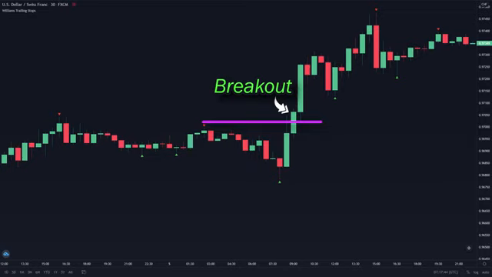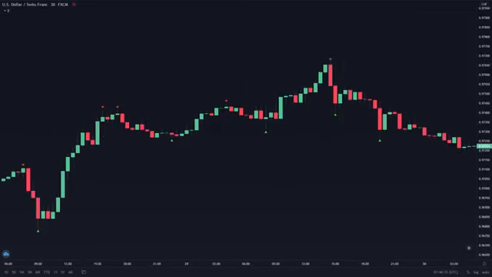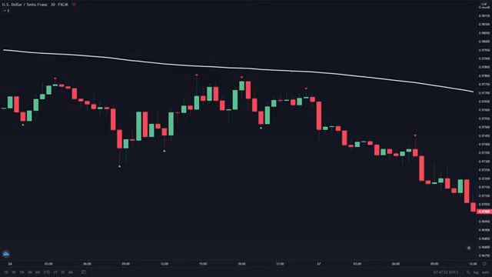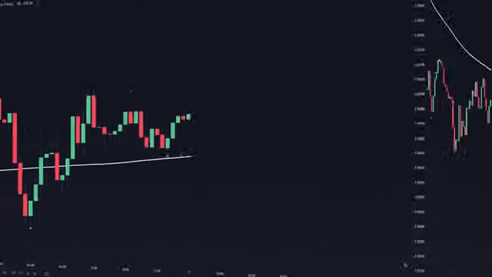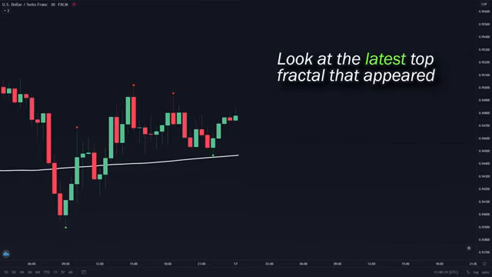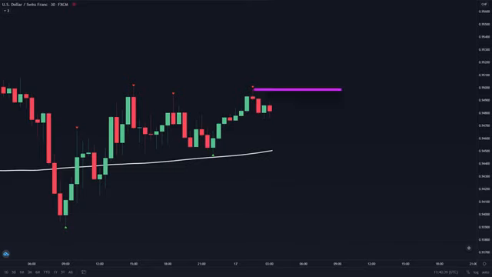So this is how the strategy works. First of all, I'm going to be using the 200 EMA to identify the long-term trend. So if the price is above the 200 EMA, you only take signals from the top fractal. And if the price is below the 200 EMA, you only take signals from the bottom fractal. Now for this explanation, let's say that the price is above the 200 EMA. So the first step is you want to look at the latest top fractal that appeared. Then, you want to wait for the closing price to break out above that top fractal. Once this happens, you take a buy position.